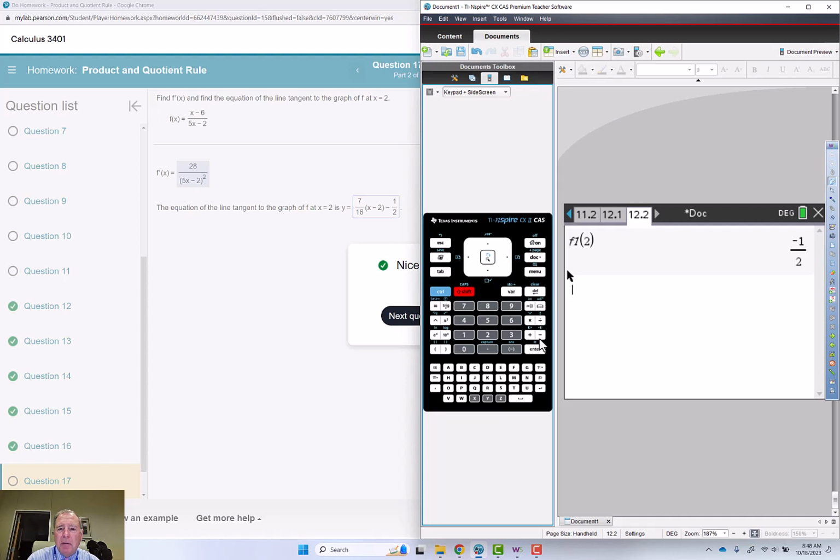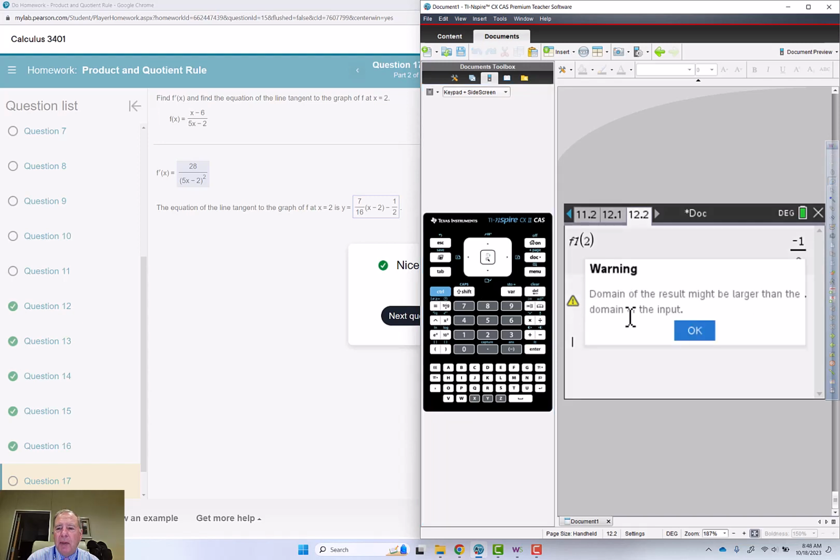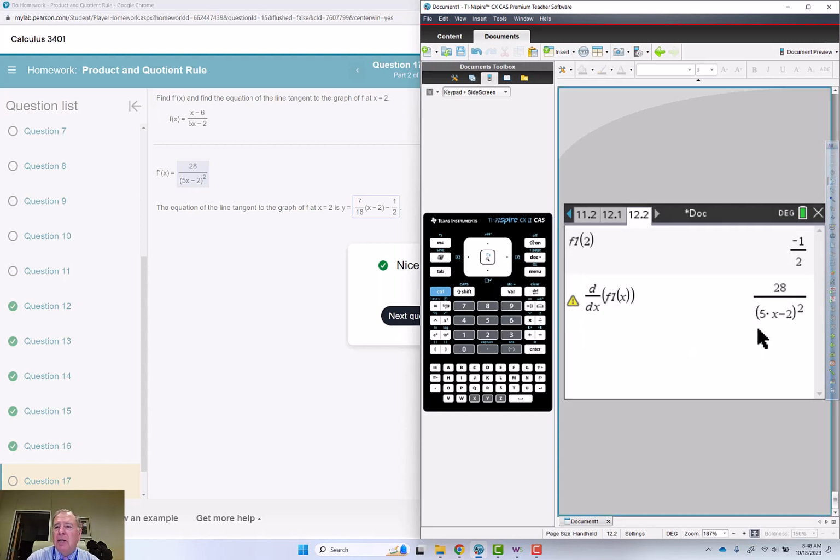Then shift minus to get a derivative. x is our variable. Tab to move through the template. f1 of x. There's our derivative. And this little warning, domain of the result might be larger than the domain of the input. That's kind of deceptive wording. You almost couldn't word it worse. All it's really saying is you might have division by 0 going on. So yeah, we would have the division by 0 going on if x equals 2/5. But that's not really going to affect our problem here.